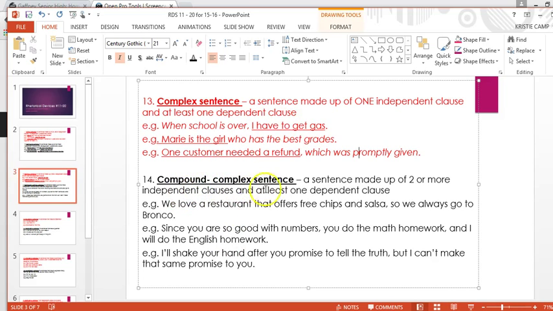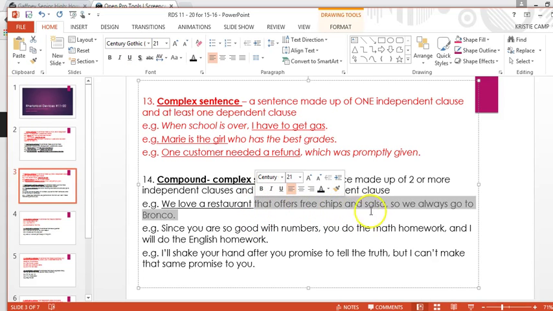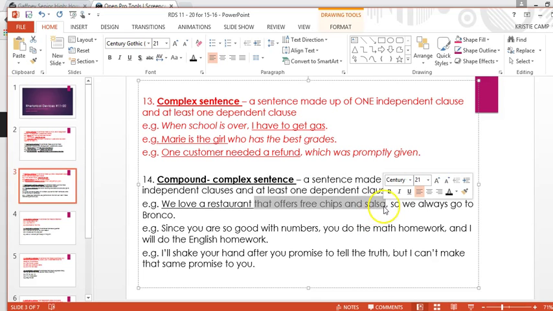A compound complex sentence is a sentence that's made up of two or more independent clauses and at least one dependent clause. We love a restaurant. That is an independent clause. It can stand alone. That offers free chips and salsa is a dependent clause. It's got a subject and a verb, that offers, but it can't stand alone. You've got a comma and a conjunction, your fanboy here, and then you've got another independent clause. We always go to Bronco.